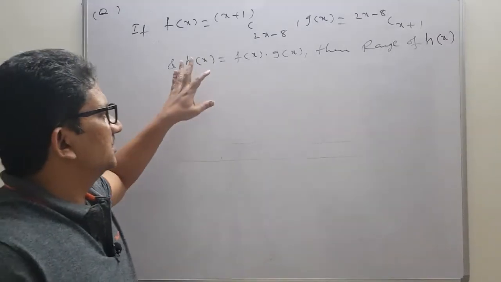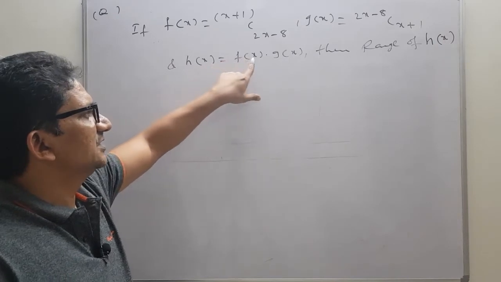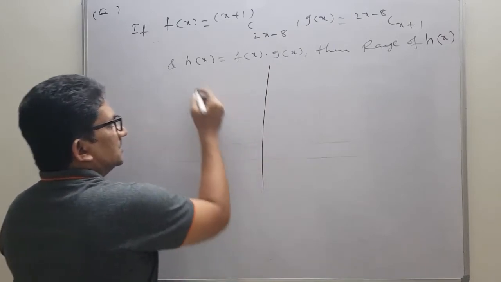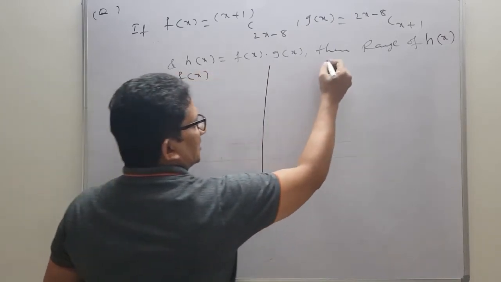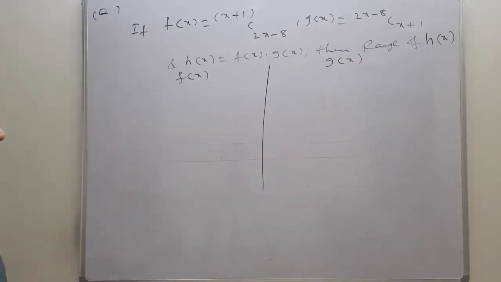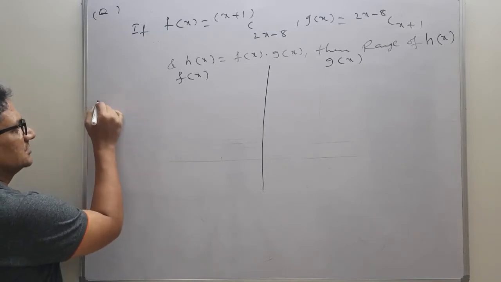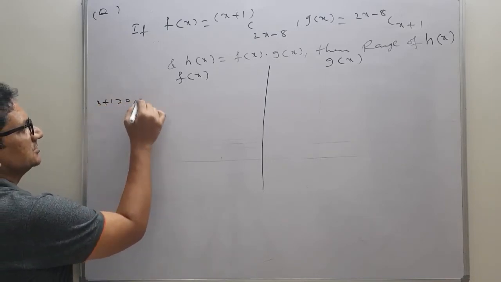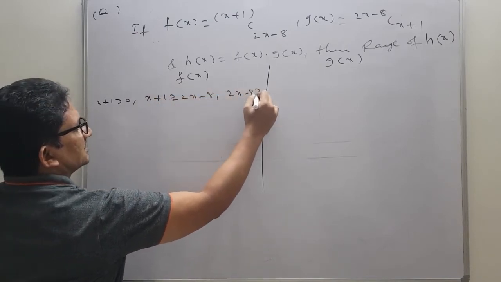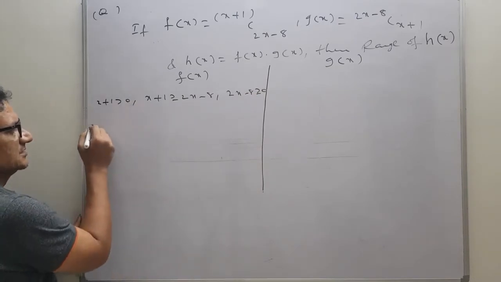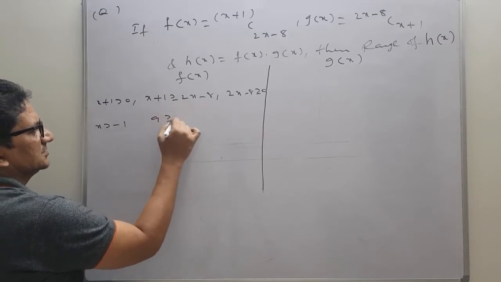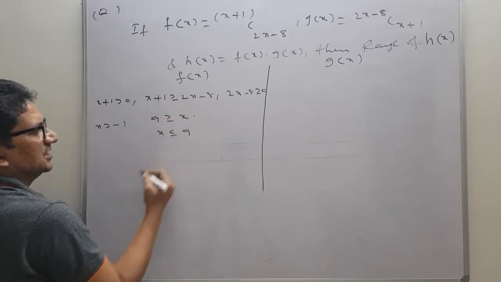While solving, we first need the domain of h of x, which means we need the domain of f of x and g of x. So we will make two partitions, one for f of x and the other for g of x. First we handle f of x. The sub-conditions are: x plus 1 should be greater than 0, x plus 1 is greater than or equal to 2x minus 8, and 2x minus 8 is greater than or equal to 0. So x is greater than minus 1. Simplifying, 9 is greater than or equal to x, or x is less than or equal to 9.